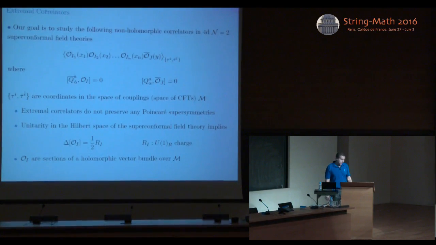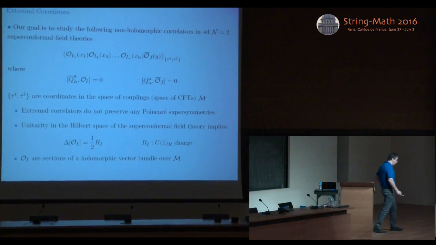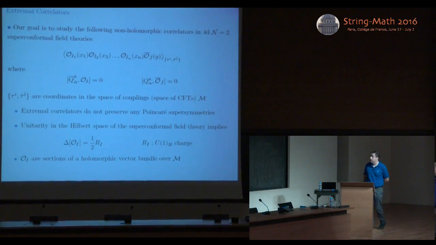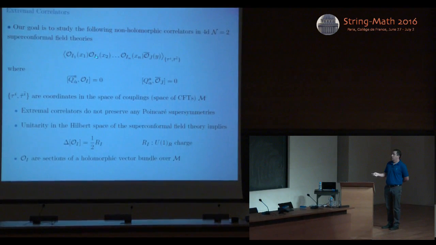Okay? So what are we going to do in this talk? Essentially what we're going to do is to study a particular class of non-holomorphic observables in four-dimensional N=2 superconformal field theories. What we're going to consider is an n+1 point function, where you have an arbitrary string of chiral operators and one anti-chiral operator.